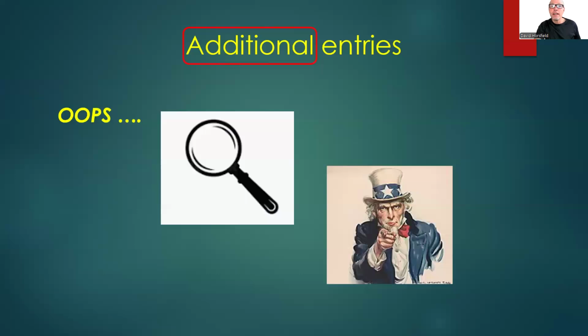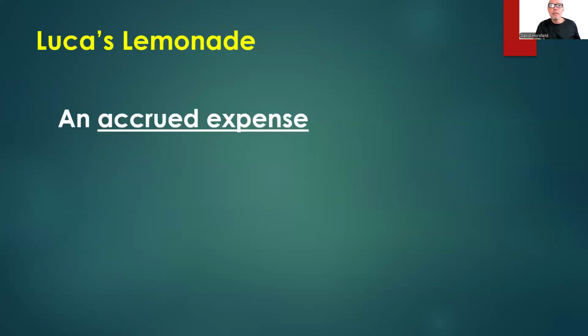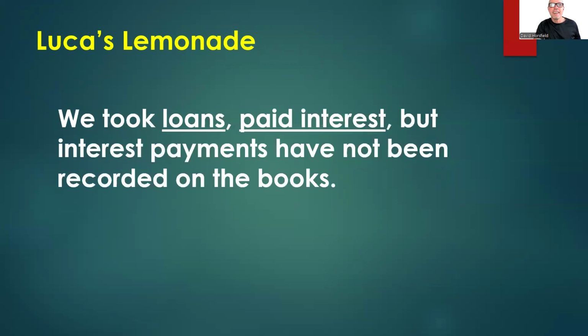So let's take a look at another example here. In the continuing Luca's Lemonade example, Luca's Lemonade has picked up an accrued expense that hasn't yet been accounted for. It needs to be accounted for. So we need some adjusting entries. It turns out that Luca's Lemonade took loans and paid interest, but the interest payments have not yet been recorded on the books. You borrow money from a bank. The bank says, hey, you need to pay me interest for the privilege of using the bank's money. Those interest payments that Luca's Lemonade has accrued have not yet been recorded through journal entries, so we need to take care of that.